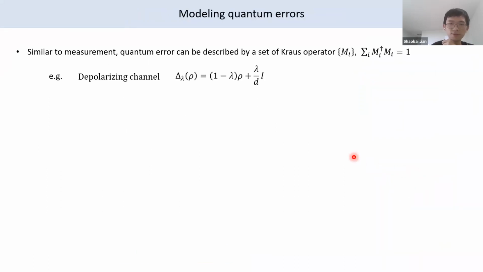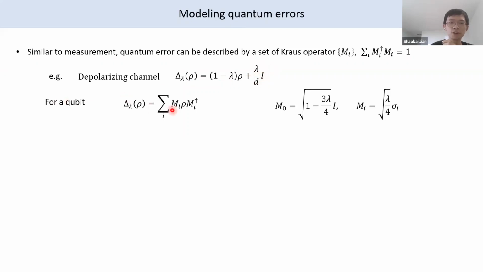The second part of this talk is about the effect of quantum error. The language of quantum error is also the quantum channel. We need a set of Kraus operators. For example, the depolarizing channel gives you the identity with some probability, and this can be written for a qubit by a set of Kraus operators given by the Pauli matrices.